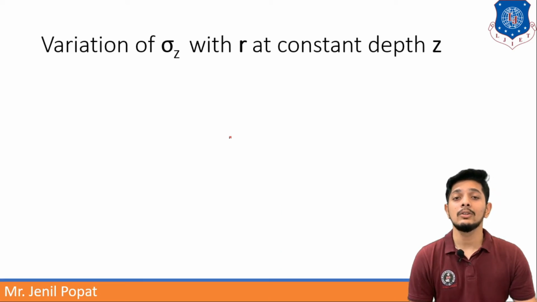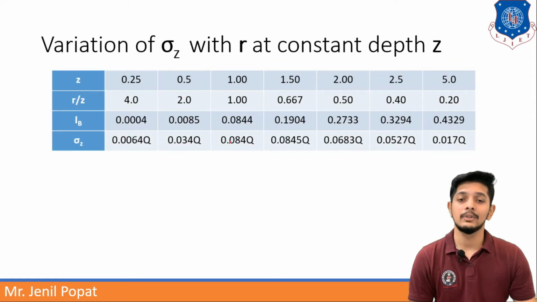We can see variation of sigma z with r at constant depth z, as z will move like 0.25 to 5. R by Z will move like 4 to 0.2. Here, R will be taken as constant and Z is moving. In the previous case, we have taken Z as constant and R was moving. Now, sigma Z and IB will vary like this in terms of Q. And at the maximum, beta will be 39.15 degrees.